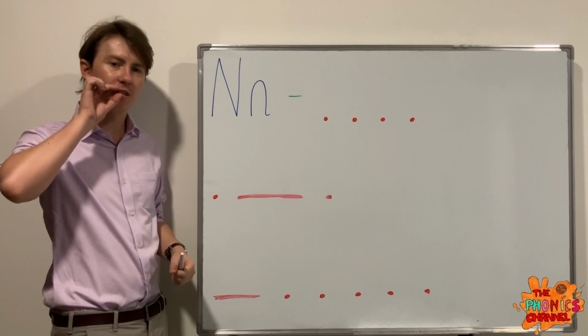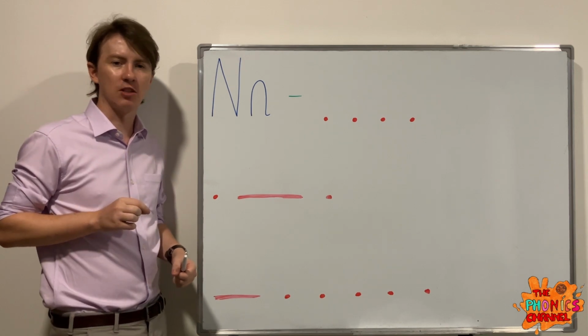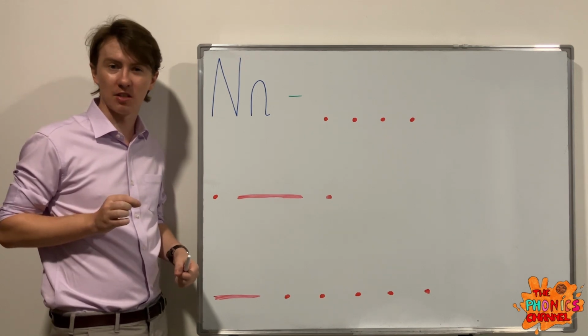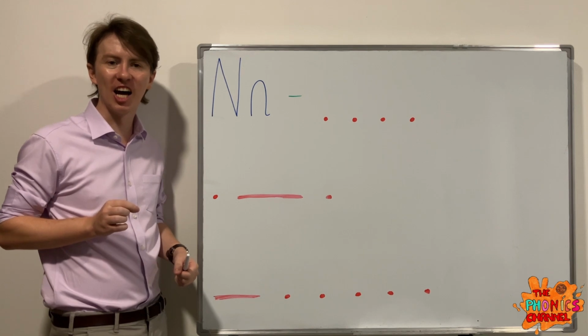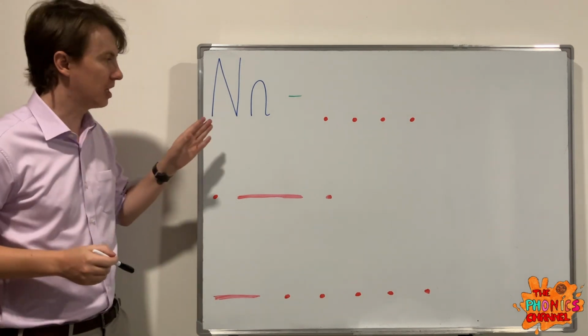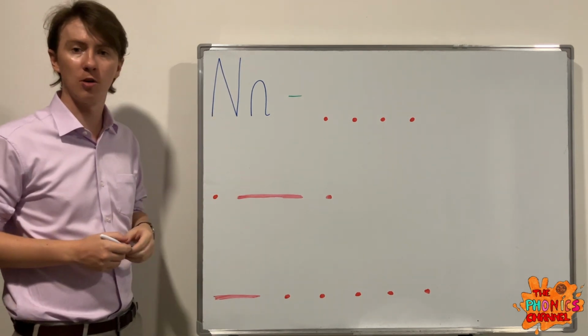Your lips are kind of apart like this, and your tongue is touching the back of your teeth. N, N. Okay, so let's put this sound into some words then.